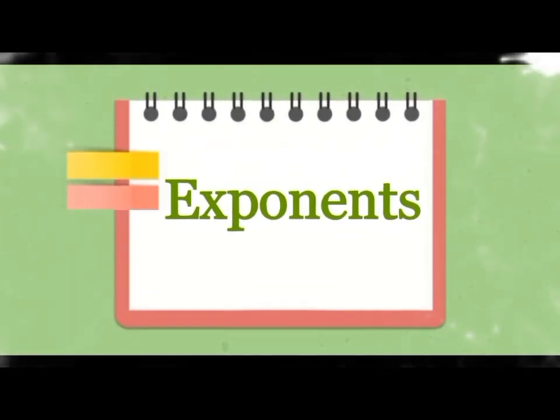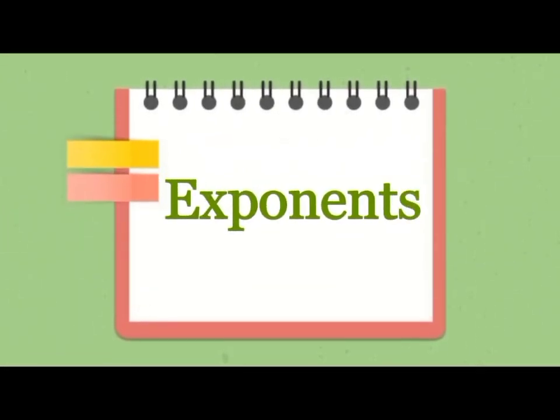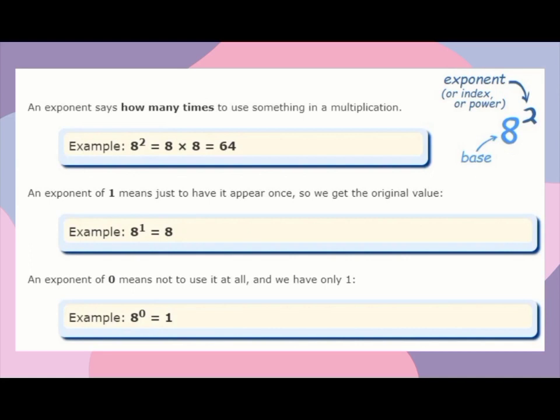Exponents. First, a quick summary of exponents. An exponent says how many times to use something in a multiplication. Example, 8 to the power of 2 equals 8 times 8 equals 64, wherein 8 is the base and 2 is the exponent, or index, or power. An exponent of 1 means just to have it appear once, so we get the original value. Example, 8 to the power of 1 equals 8. An exponent of 0 means not to use it at all, and we have only 1. Example, 8 to the power of 0 equals 1.